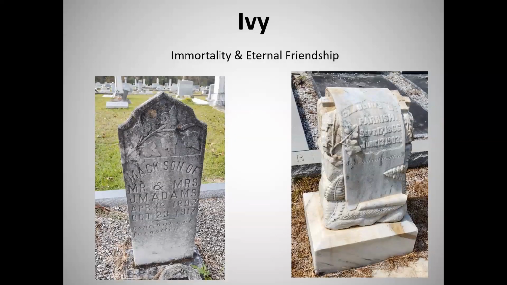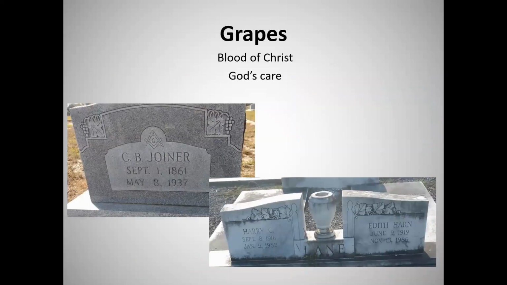Ivy, which you usually see in accompaniment with other symbols, represents immortality and eternal friendship. While a loved one may be gone, they are not forgotten. Grapes and grapevines represent the blood of Christ and God's care.